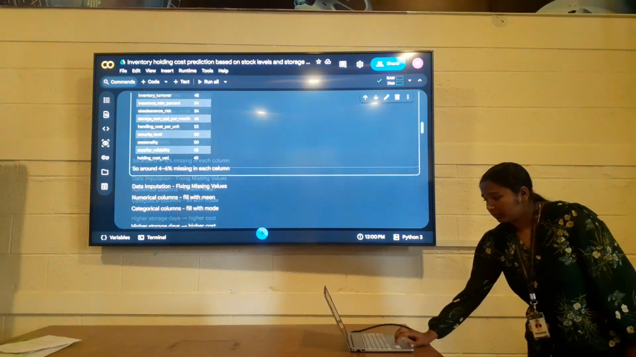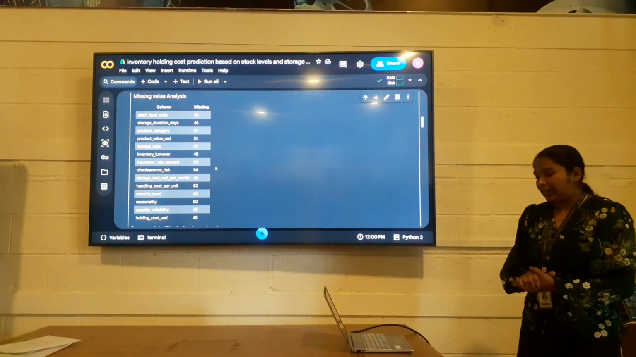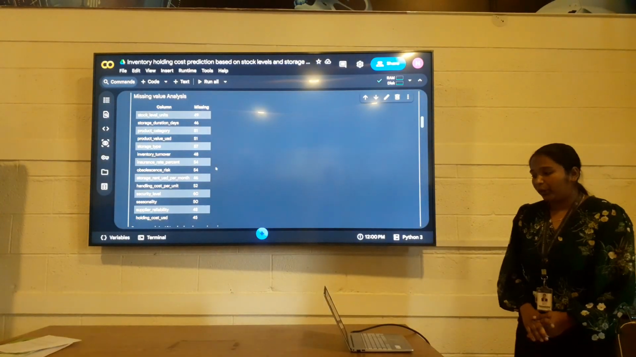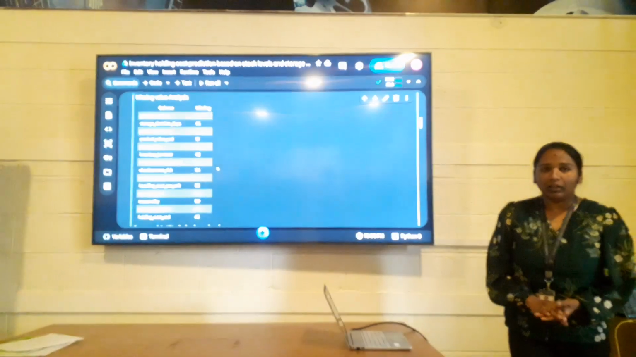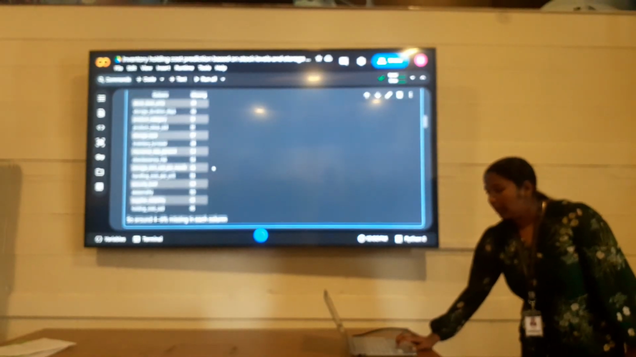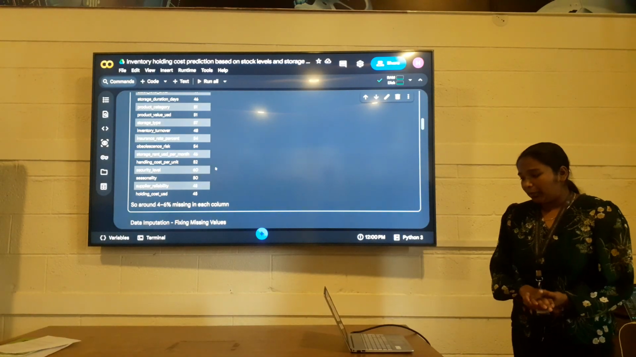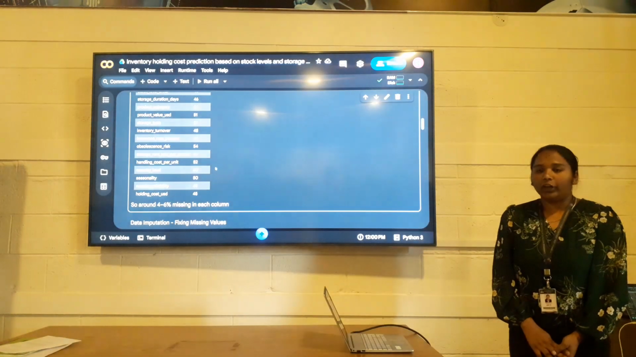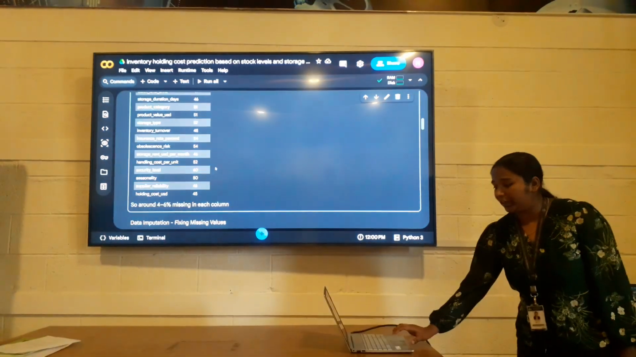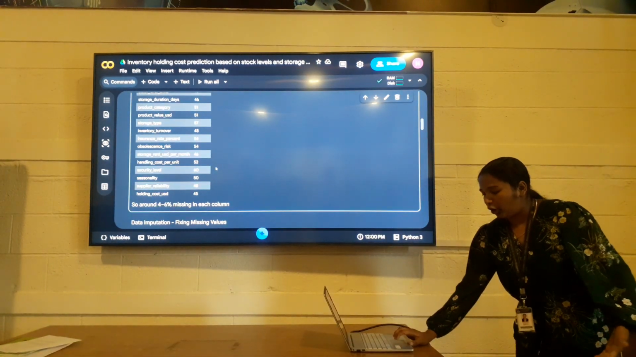Here in my dataset, there are dependent and independent variables. Independent variables are stock level units, storage duration days, product category, product value, storage type, inventory turnover, and all these things. The dependent variable is holding cost. The major aim of this project is prediction of holding cost. This variable depends on the remaining input attributes.